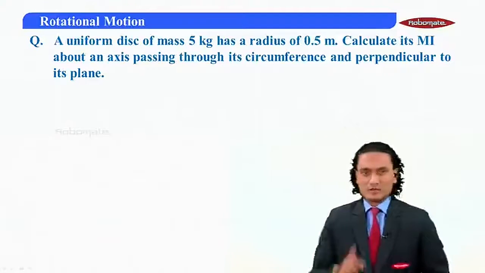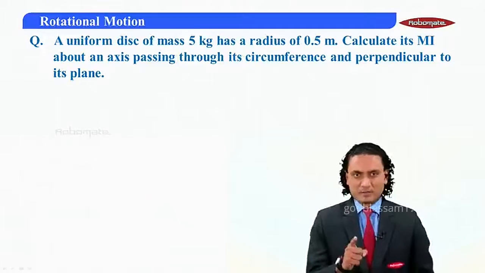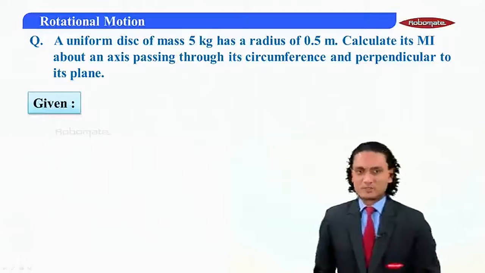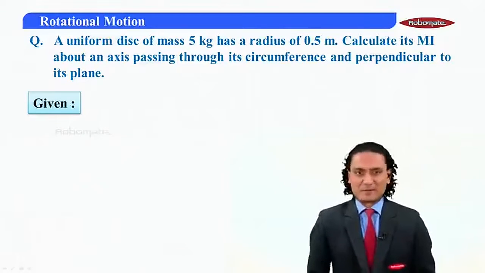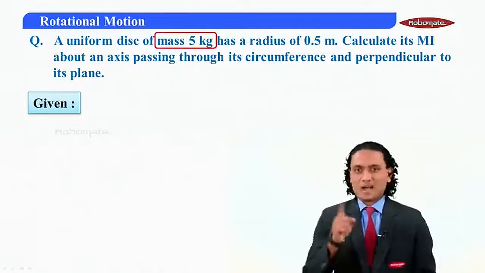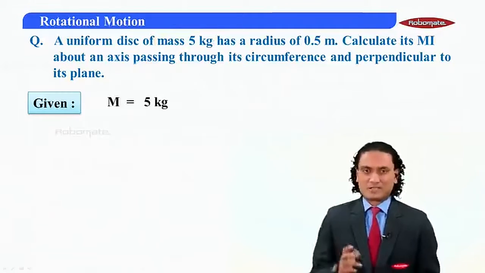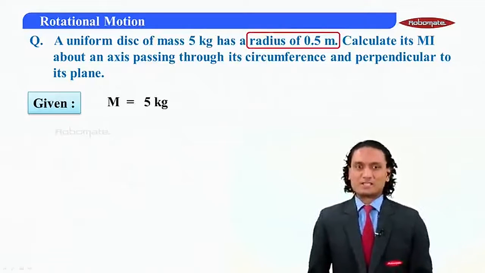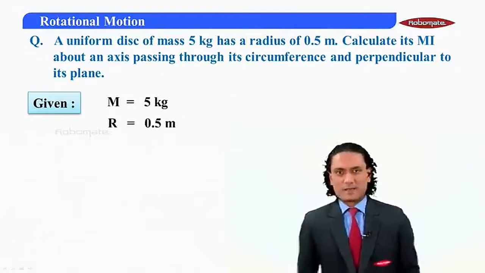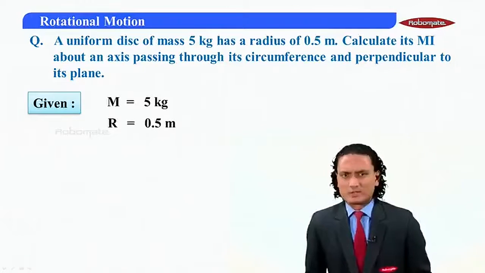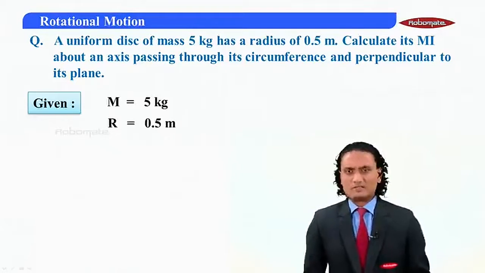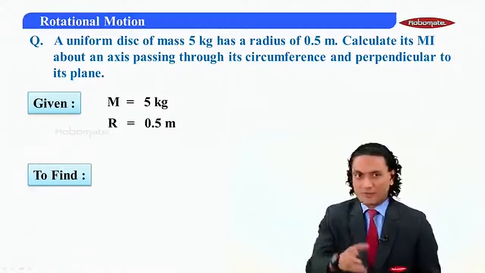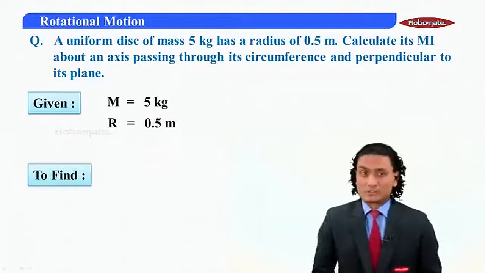Okay, students. First, step by step, first one. We need to write down what are the given quantities. So, what is the first given quantity? Mass 5 kg. So the mass of the disc is given as 5 kg. What is the second one? Radius is 0.5 meter. So R is 0.5 meter. Third, any other given quantity, students? No, we just have these two given quantities. Next step is we need to write down which quantity we need to find. Now what we need to find, students?